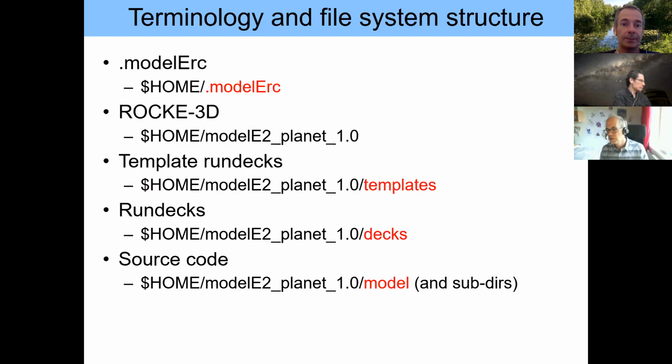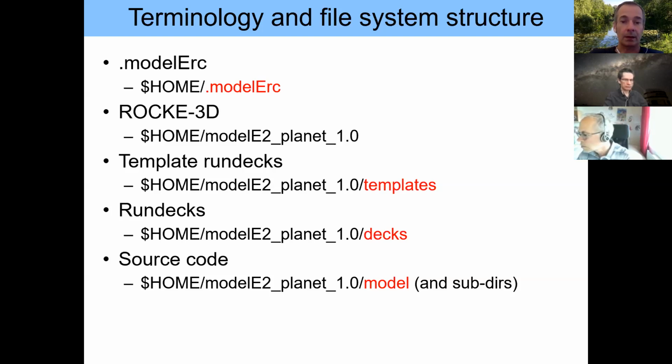Then terminology. You should have seen those things in your preparation for here. So there is the .modelErc file that you all have in your home directory, and you should be having that properly set up for your environment, or else things don't work. Then there is the main directory that contains all the model code, essentially the whole Git repository, and it can be named any way you like. This is an example here that someone might have it in their home directory under model E2_planet_1.0, but it can be really anything.